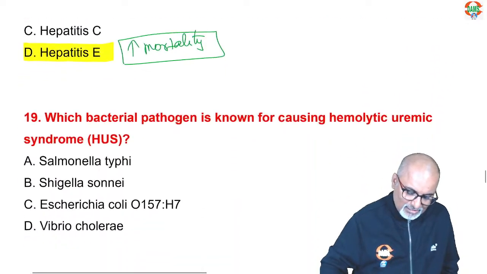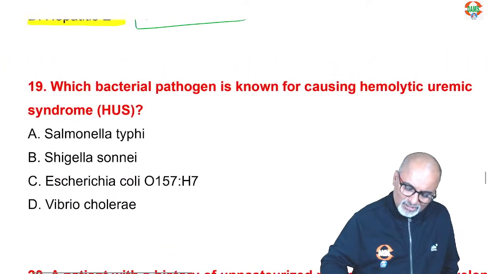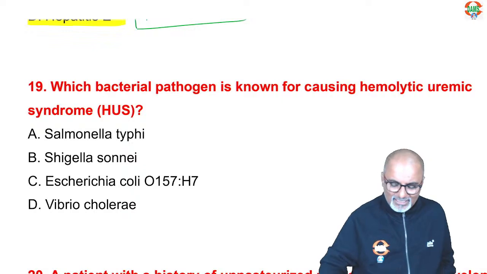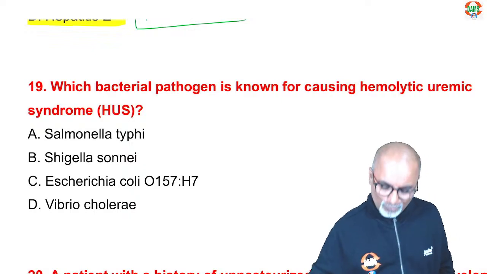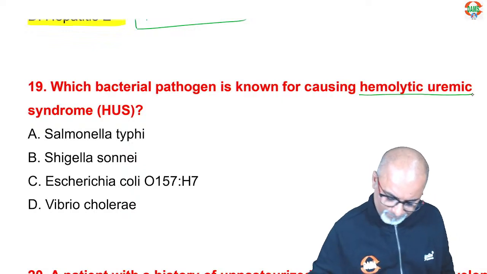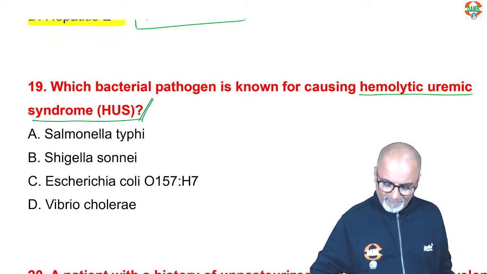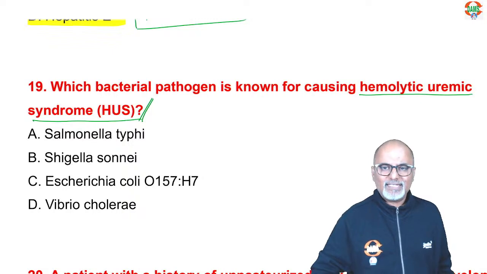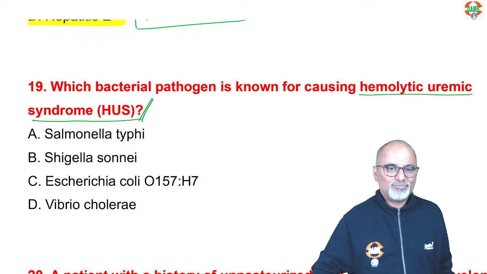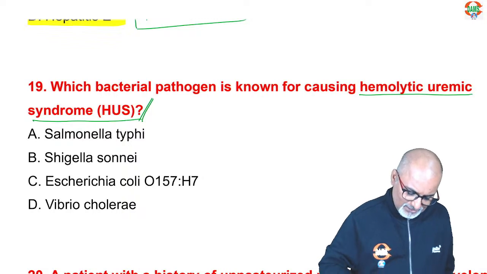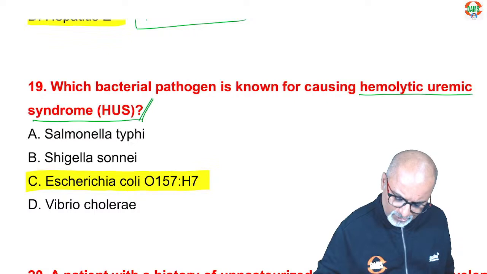Next is, which bacterial pathogen is known for causing hemolytic uremic syndrome? Hemolytic uremic syndrome, HUS, is usually caused by E. coli O157:H7. What is hemolytic uremic syndrome?